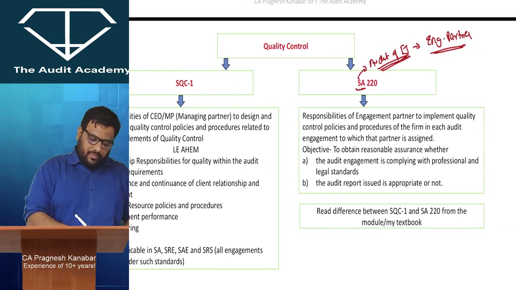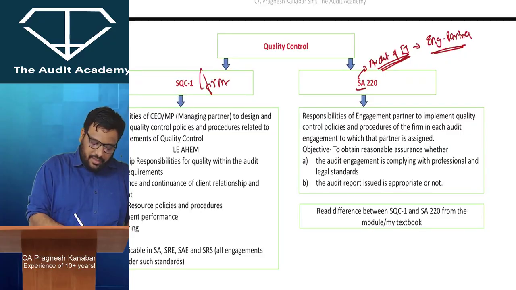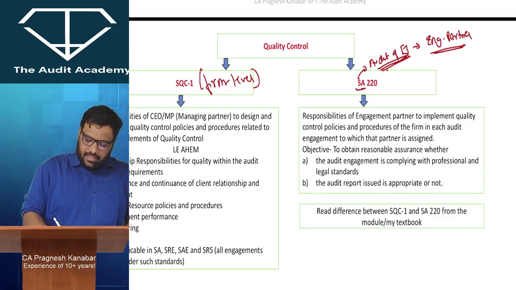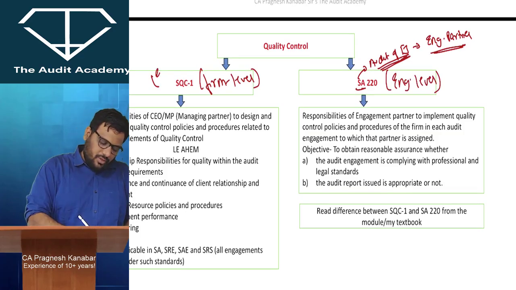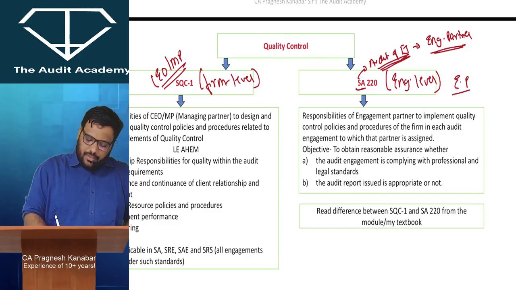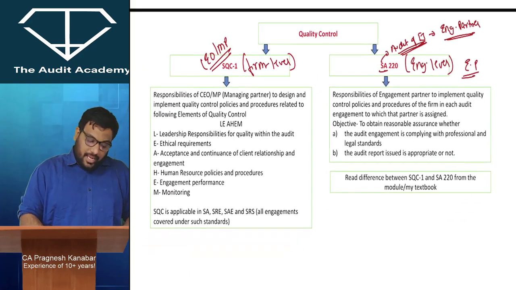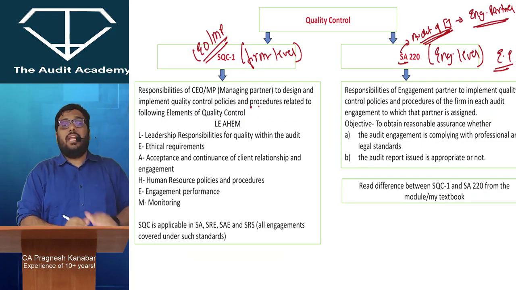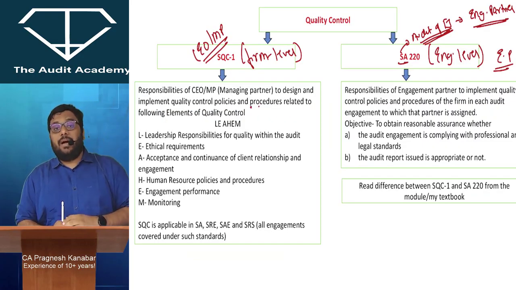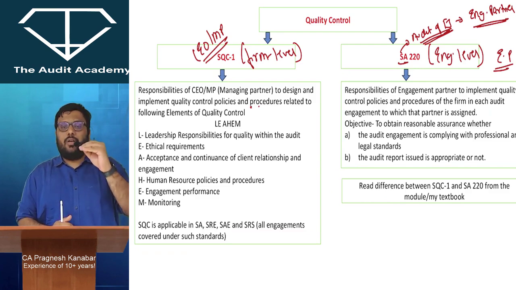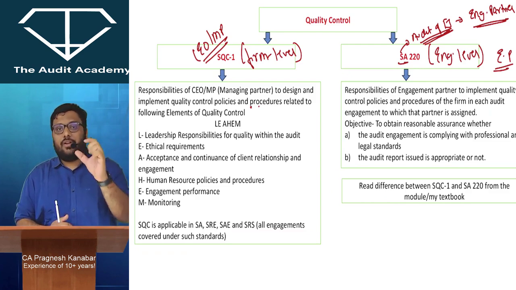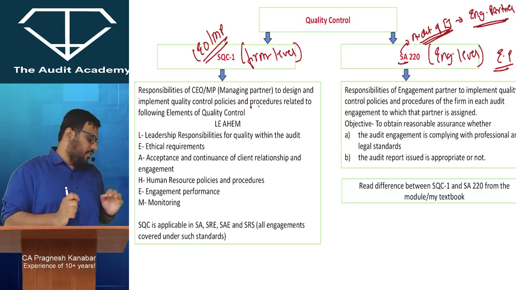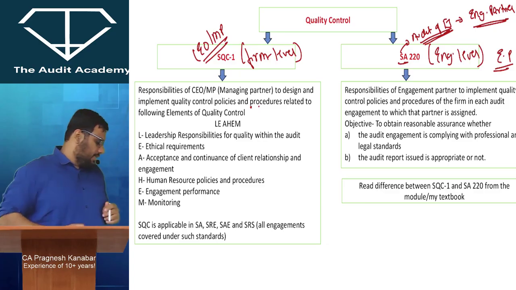One more time, SQC1 is at the firm level and SA 220 is at the engagement level. SQC1 talks about the responsibilities of the CEO and the managing partner. SA 220 talks about the engagement partner. In SQC1, the firm will design the policies and procedures. In SA 220, the engagement partner will implement those policies and procedures at that particular engagement level. Am I clear with this? Yes or no, sir? Yes, sir.